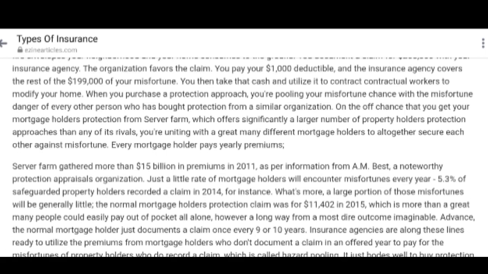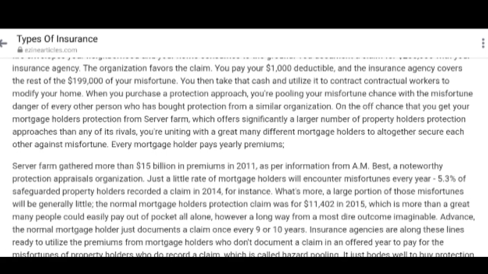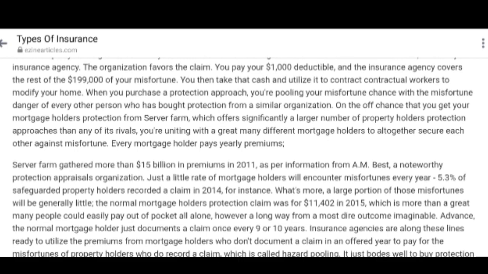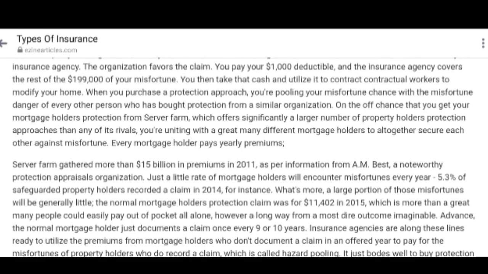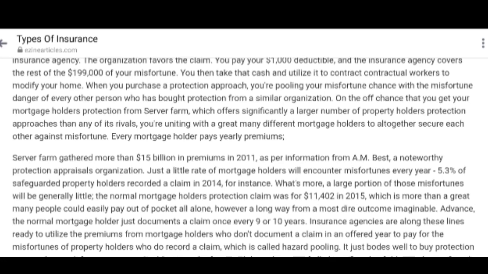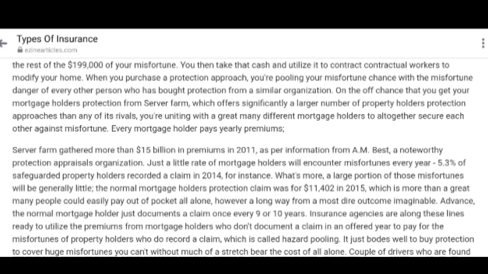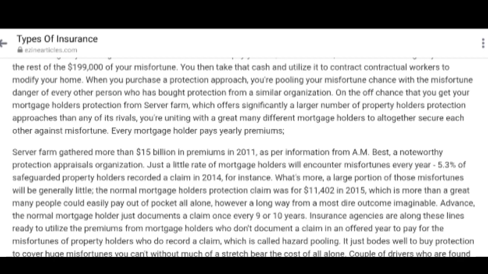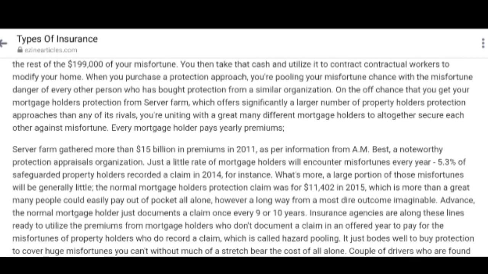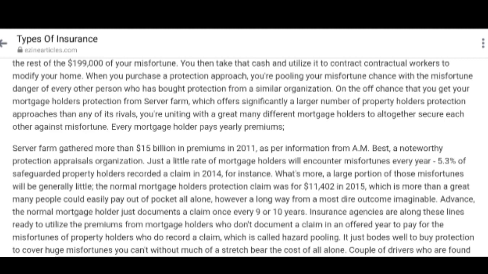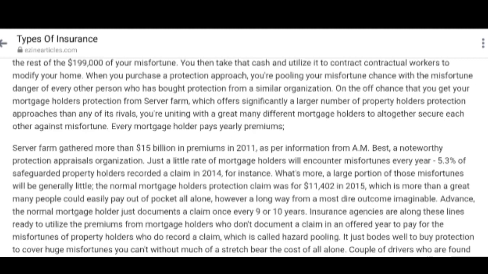The organization favors the claim. You pay the $1,000 deductible and the insurance agency covers the rest of the $190,000 of your misfortune. You then take the cash and use it to pay the contractors to modify your home.